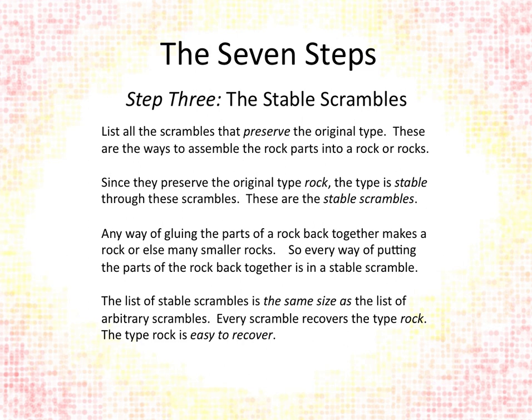But step 3, let's find the stable scrambles. List all the scrambles that preserve the original type. These are the ways of assembling the rock parts into a rock or rocks. Since they preserve the original type rock, the type is stable through these scrambles, and these are going to be the stable scrambles. Any way of gluing the parts of a rock back together makes a rock or else many smaller rocks. So every way of putting the parts of a rock back together after hitting it with a hammer is a stable scramble. The list of stable scrambles is the same size as the list of arbitrary scrambles. Every scramble recovers the type rock, so the type rock is easy to recover.